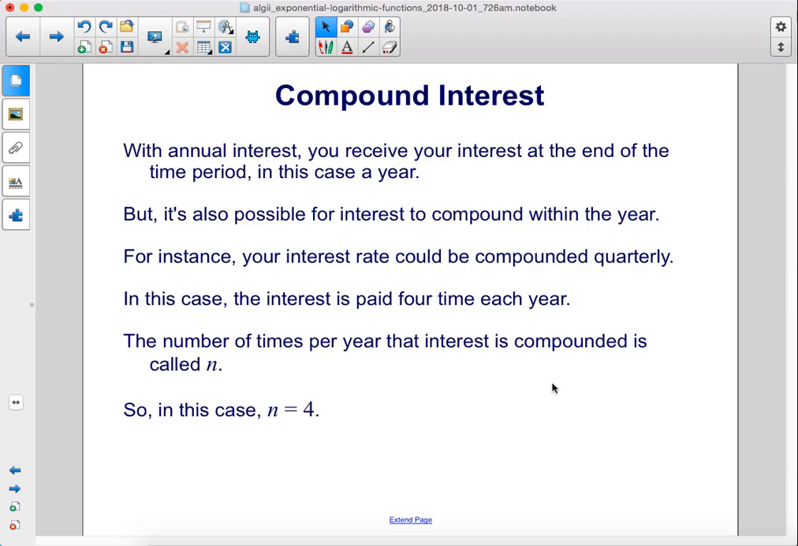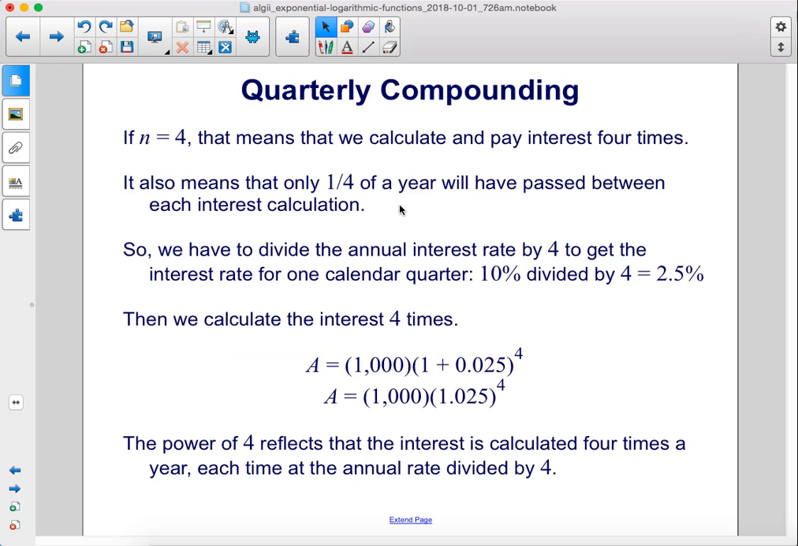The number of times per year that interest is compounded is called n. So in this case, n equals 4. If n equals 4, that means that we calculate and pay interest 4 times. It also means that only 1/4 of a year will have passed between each interest calculation. So we have to divide the annual interest rate by 4 to get the interest rate for 1 calendar quarter. 10% divided by 4 gives us 2.5%.